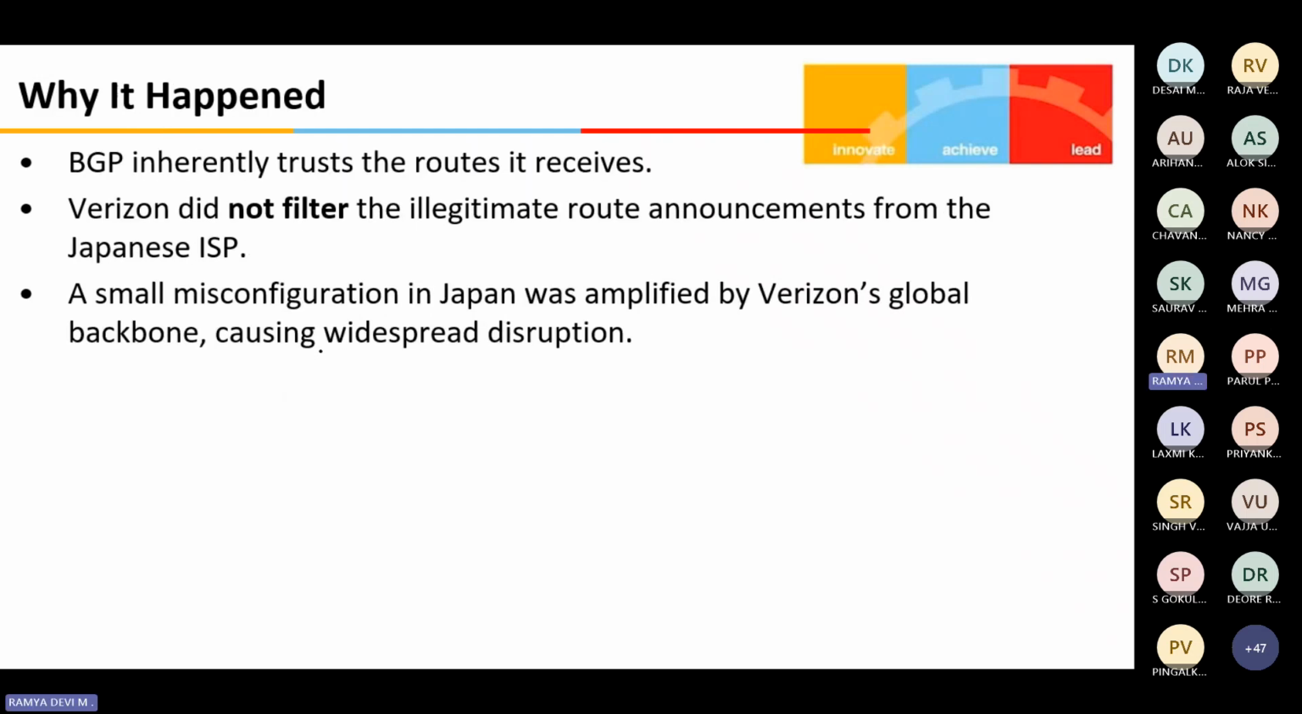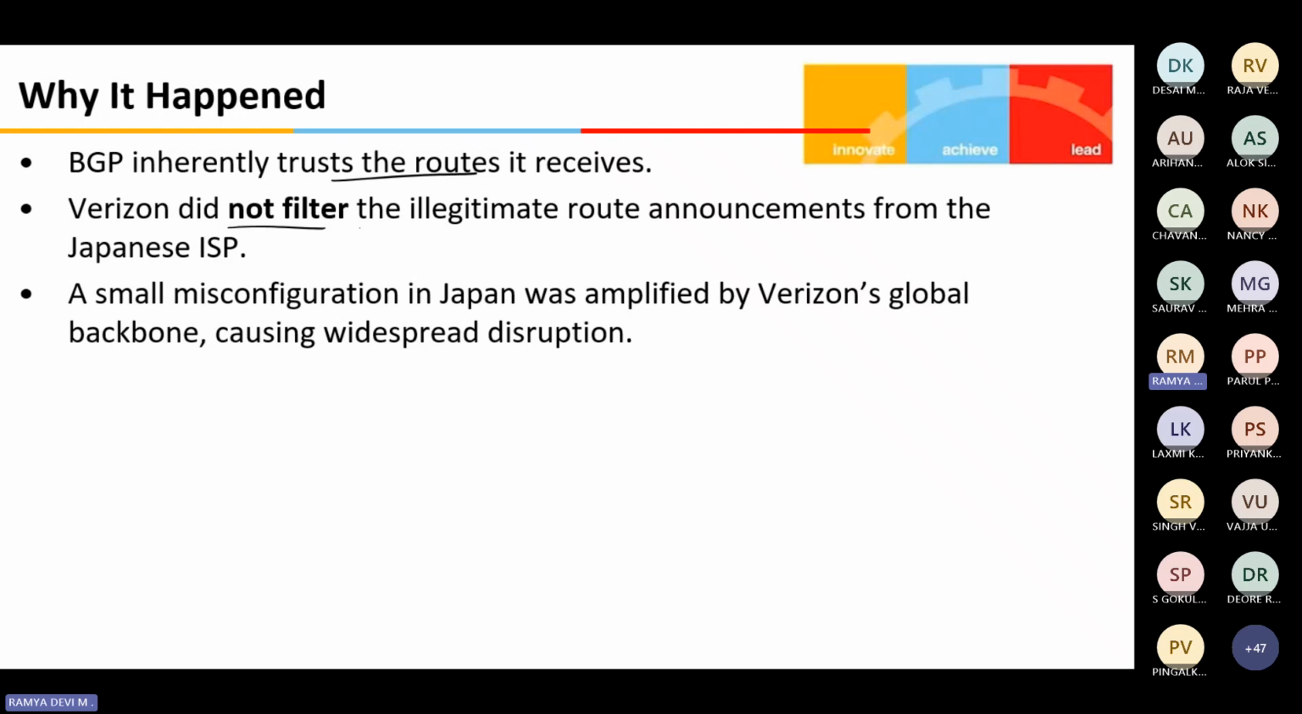Why has it happened? Because BGP simply trusts everything. So it trusts every route it receives from its neighbors, right? That was the problem. So Verizon did not filter out the illegitimate announcements that came from some small Japanese ISPs.